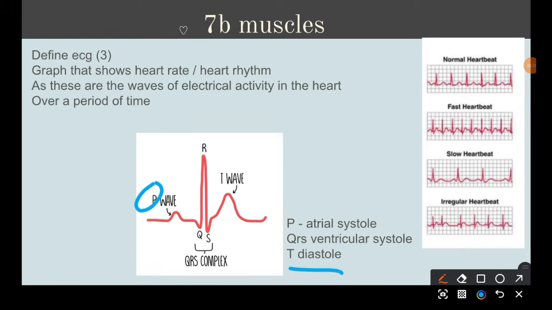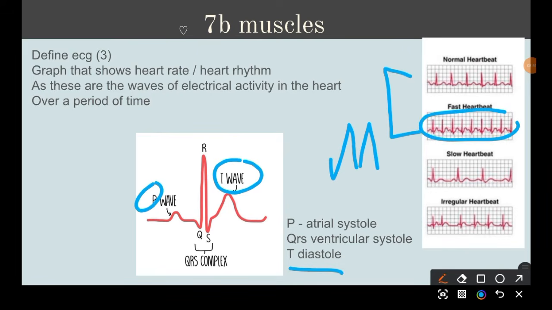So it might give you two ECGs, one of a normal heartbeat and one of a certain condition or a certain other person. And you can state things like irregular PQRST wave, or there is just no T wave, for example, smaller T wave. That's why you need to memorize what each one stands for. And you can also talk about the frequency. If one is a fast heartbeat and one is a slow heartbeat, you can say that the peaks are less frequent, or heartbeats are less frequent in the slow heartbeat.